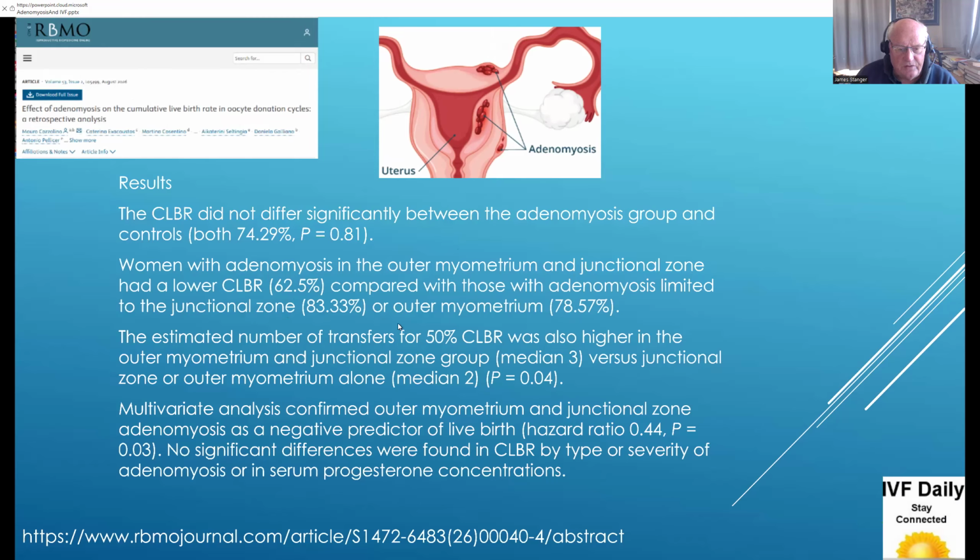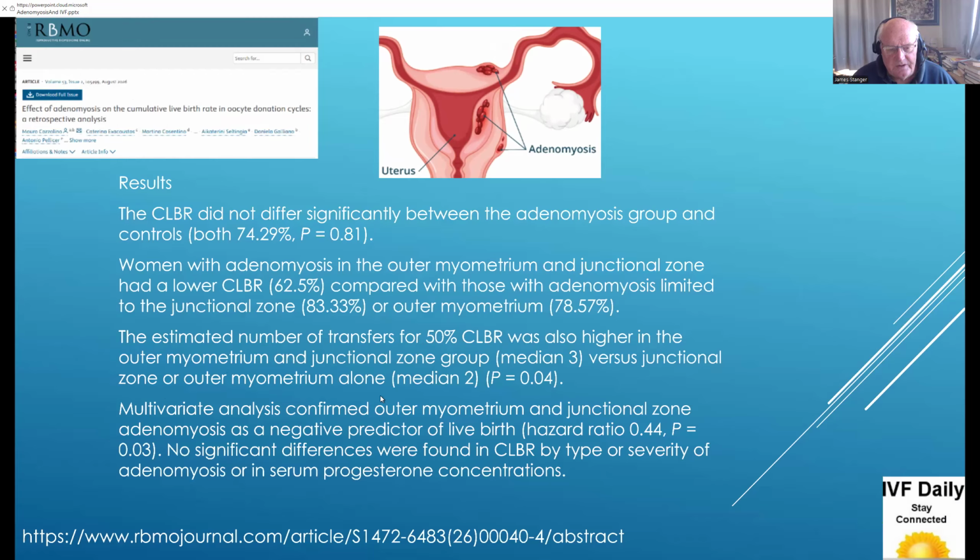The estimated number of transfers for a 50% cumulative live birth rate was also higher in the outer myometrium and junctional zone group versus the junctional zone or myometrium alone. Okay. Not a lot of people are using this estimated number of transfers for a 50% live birth rate. It's a statistic I haven't seen before, and may well find being used more frequently.